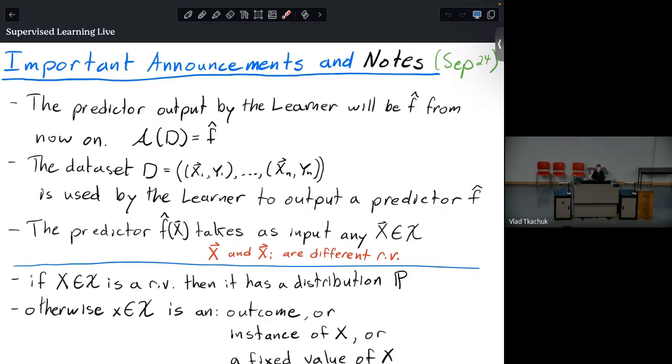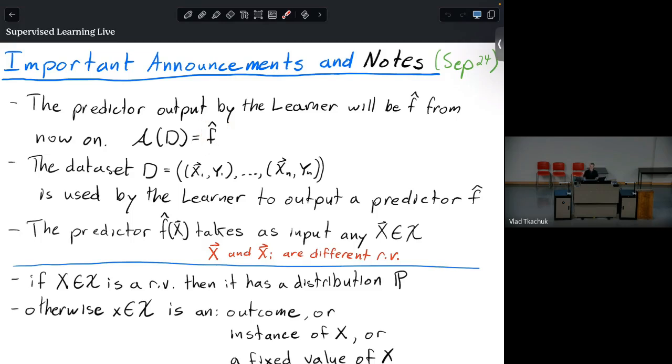Okay. Other thing is there's this slight confusion. So we have this data set, right? And you can think of it as having these n feature label pairs, right? And there's a learner, somehow it's going to take this data set and learn something called a predictor. And then it's going to output the predictor, right? This is what this F hat is.